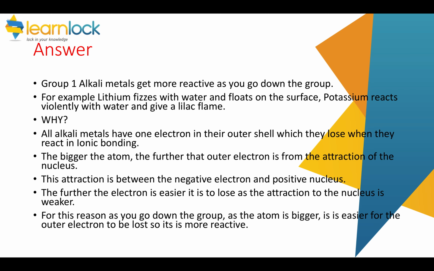So all alkali metals have one electron in their outer shell, which they lose when they react. The bigger the atom, the further the outer electron is from the nucleus. That means it has a weaker attraction to the nucleus and is more easily lost. So for this reason, as you go down the group, the bigger the atom, the easier it is for the outer electron to be lost, so the more reactive it is.